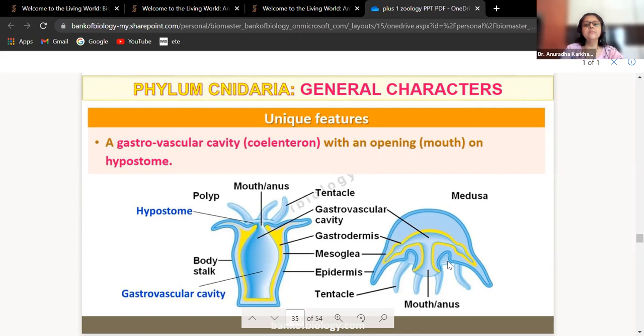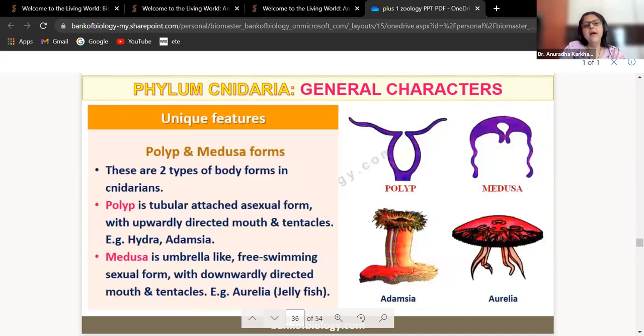Any doubts, beta? Did you understand this? They have shown the polyp and medusa forms even better internally. There are two types of body forms in cnidarians, polyp and medusa. Polyp is a tubular, attached, asexual form with upwardly directed mouth and tentacles. Examples of the polyp form are Hydra and Adamsia. While medusa is an umbrella-like, free swimming, sexual form with downwardly directed mouth and tentacles.